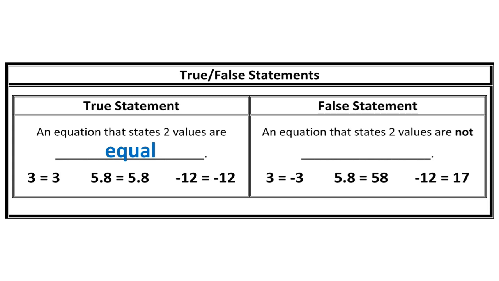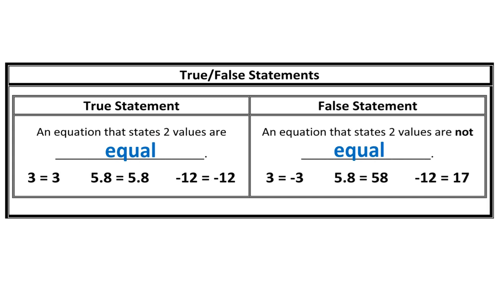A false statement is when an equation states two values are not equal. 3 equals negative 3. That's a false statement. They are not equal. 5.8 equals 58. They are not equal. Negative 12 equals 17. They are not equal values.